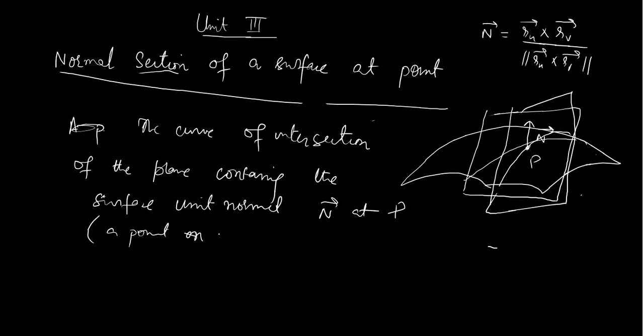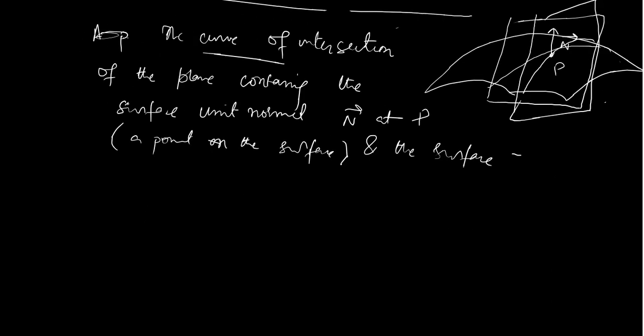What have I written? The curve of intersection of the plane containing the surface normal at P and the surface, this curve is called the normal section at P.